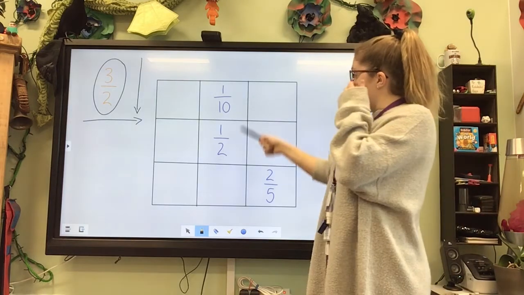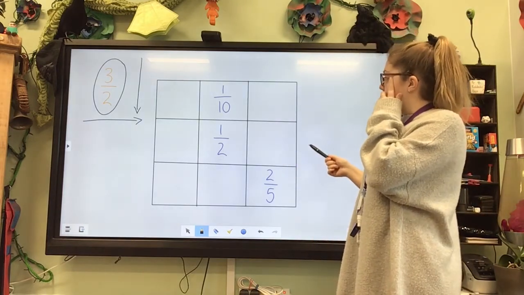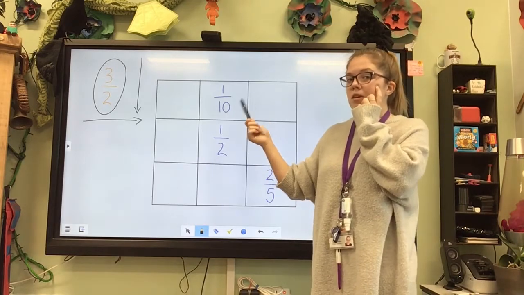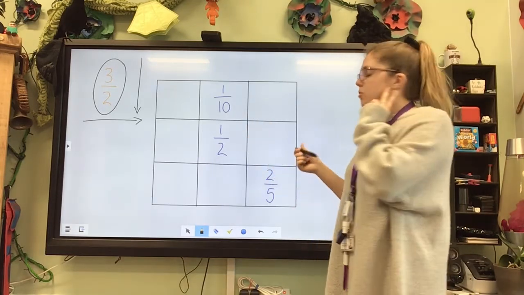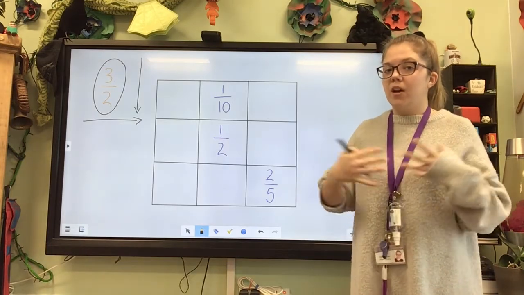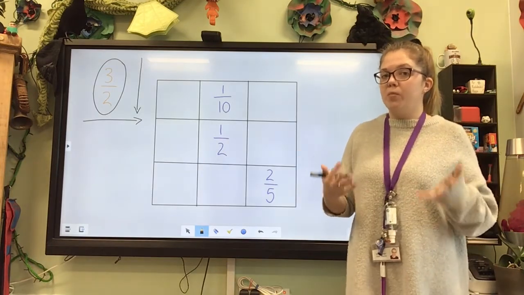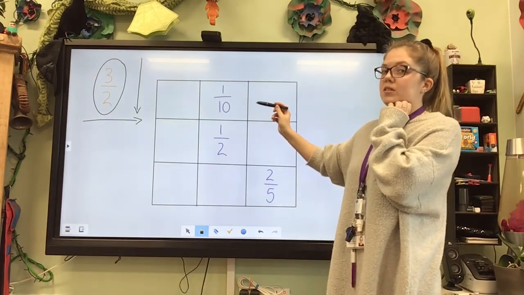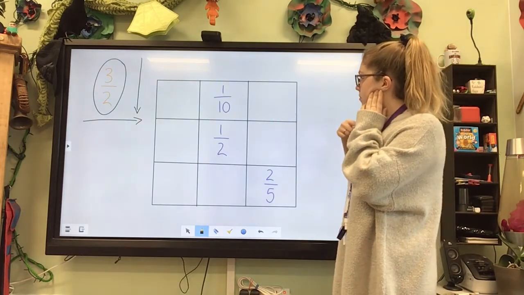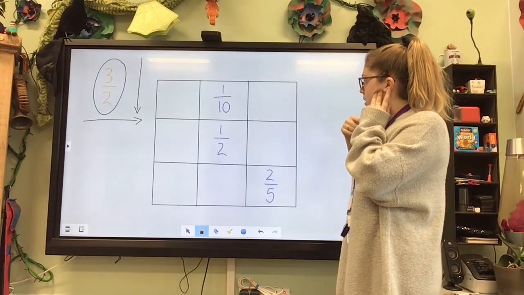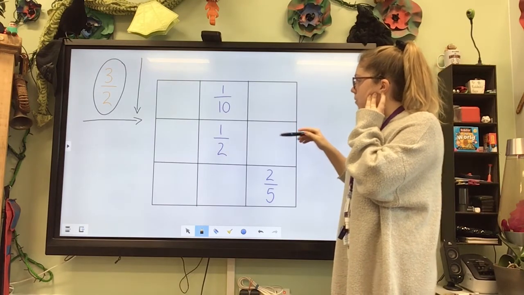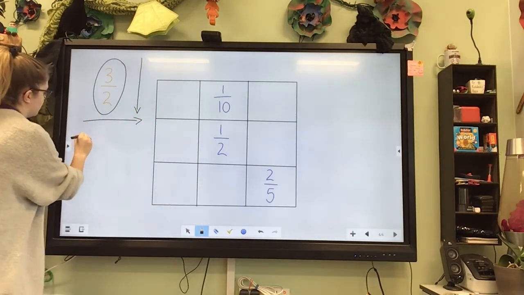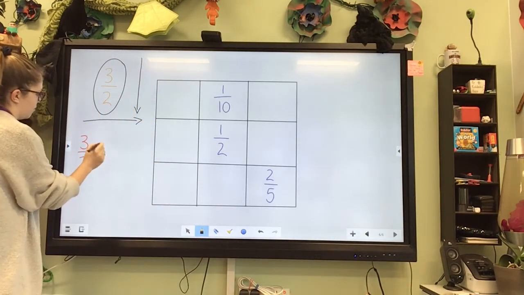So I'm looking at my fraction square, my magic square, and I've got 1/2, 5ths and 10ths in my square. So just like when we're adding fractions in calculations, we need to find a common multiple. And 5 and 2 both go into 10. Does that make sense? So what I'm going to do now is put my 3/2 into tenths, so it's easier for me to add them up.